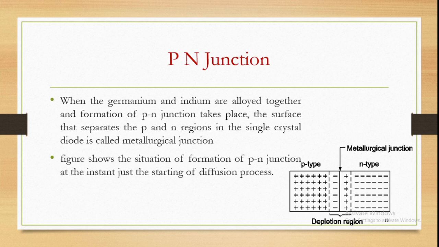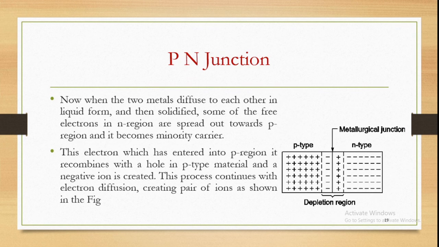Now when the germanium and indium are alloyed together, they form a p-n junction. The surface that separates the p and n regions in a single crystal diode is called the metallurgical junction. You can see in the diagram the metallurgical junction, with n-type material on one side and p-type material on the other side. This figure shows the formation of a p-n junction at the instant just at the start of the diffusion process. In the diffusion process we have some holes moving to the n-type side and some electrons from the n-type towards the p-type side.